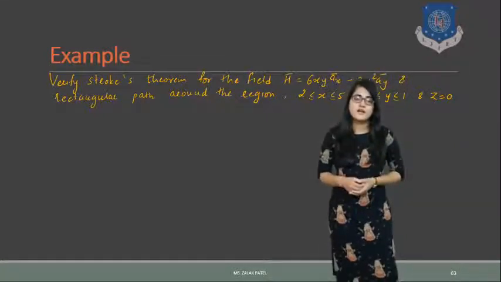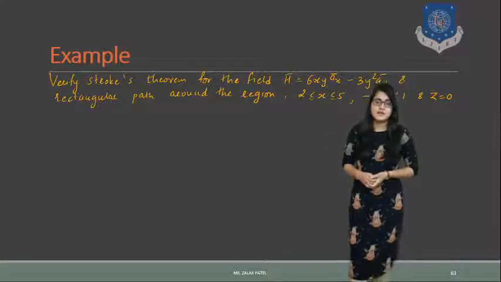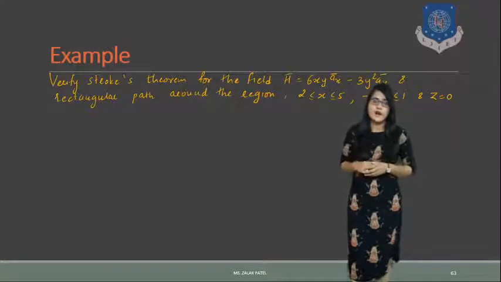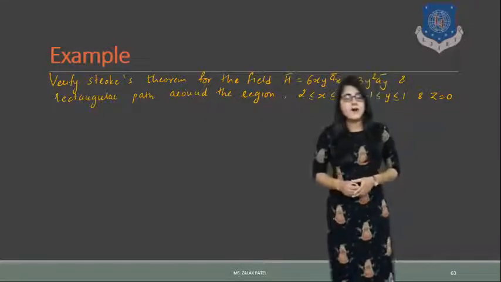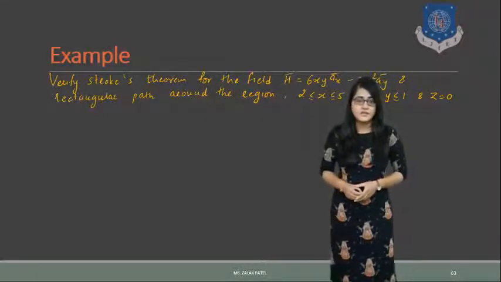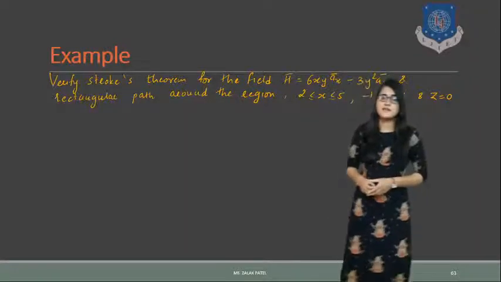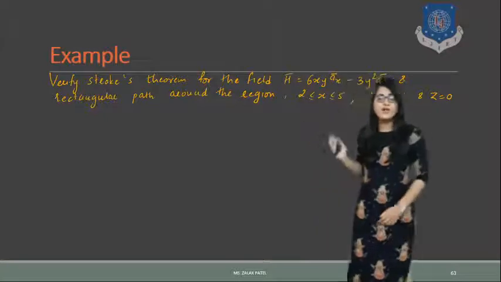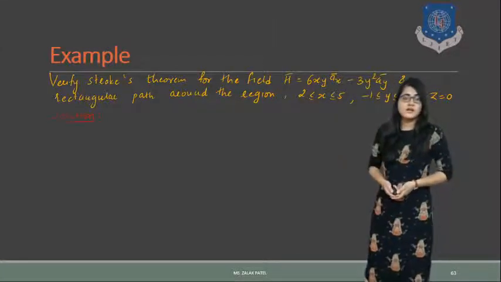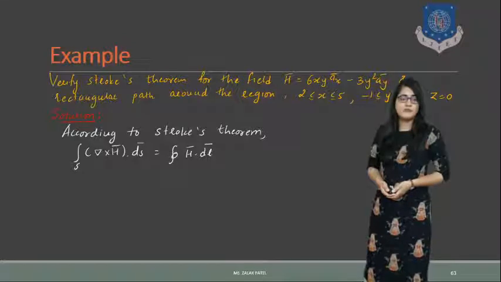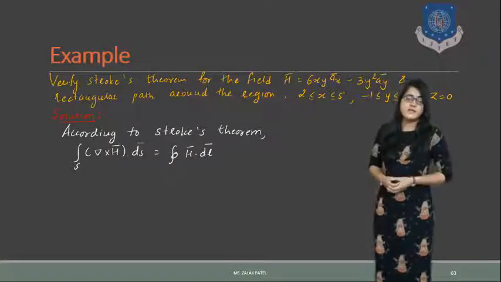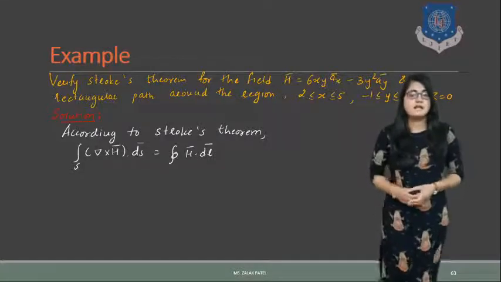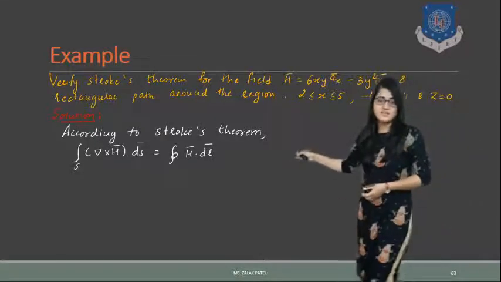As we have already discussed about Ampere's circuital law in point form, you created one rectangular path. Here also one rectangular path will be created by varying the limit of x and y. That limit is 2 to 5 for x and minus 1 to 1 for y. So this rectangular path will create the Stokes theorem, that is surface integration of del cross H dot dS is equal to the closed line integration of H dot dl. You have to prove this mathematical statement.